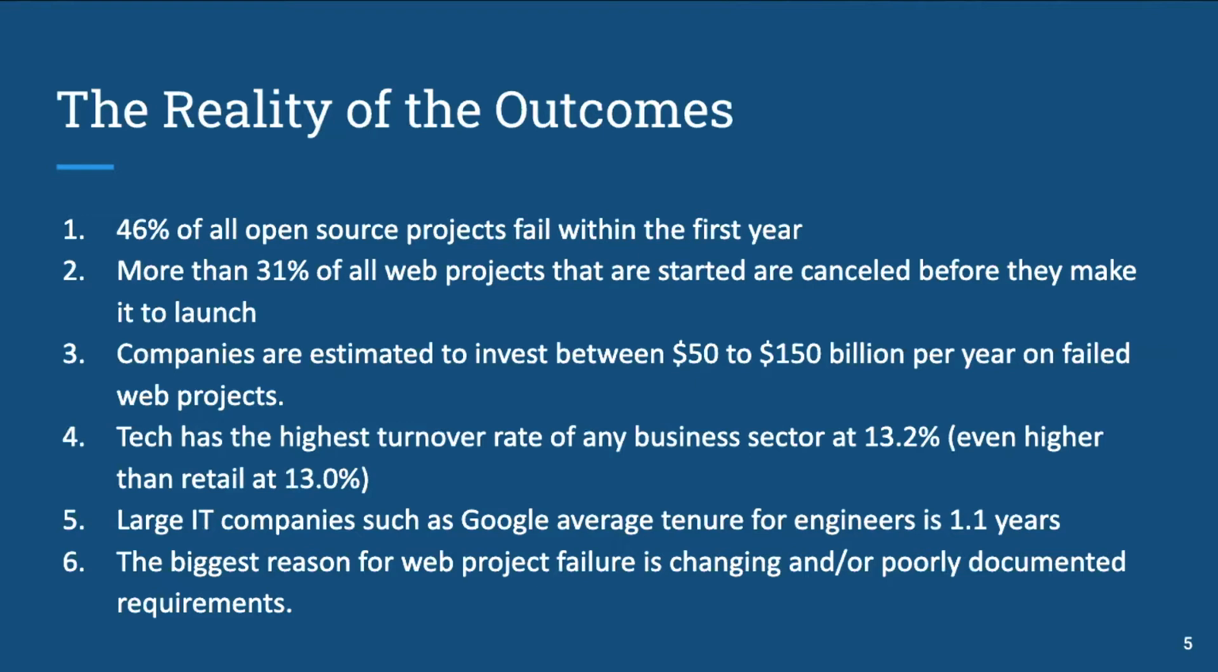Large IT companies also, such as Google, average tenure for engineers is only 1.1 years. And again, that's big. That's a huge number, and it applies to all what we call large tech, which is Google, Yahoo, any of those big companies, that tenure rate applies. And the biggest reason for web project failure is changing or poorly documented requirements.